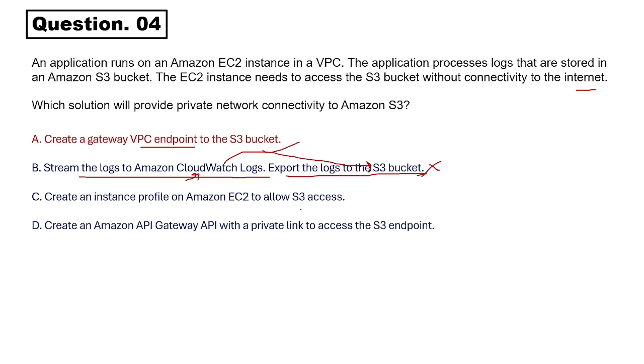Now, create an instance profile on the Amazon EC2 instance to allow S3 access. That is possible. You can do that. But creating an instance profile will grant access but will not help to connect the EC2 instance to the S3 bucket. You will be able to access as per the permission, but connectivity will not be there. So this is not correct. Now, create an Amazon API Gateway. That is also not correct because API Gateway acts like a proxy to receive requests from outside to AWS services like Lambda, EC2, but not for S3. So this is not correct.